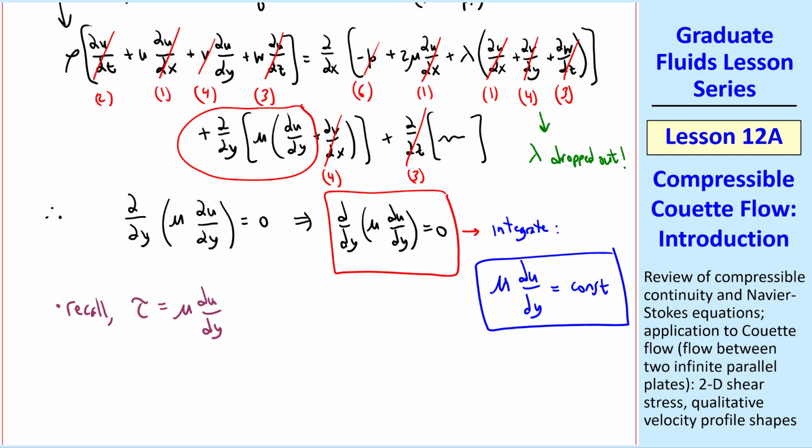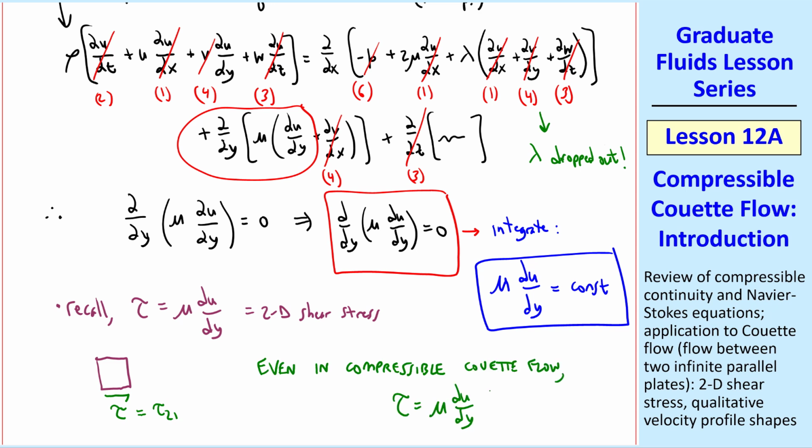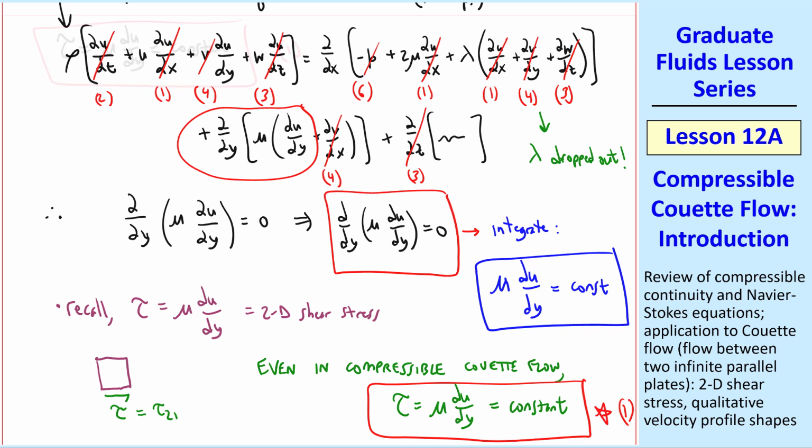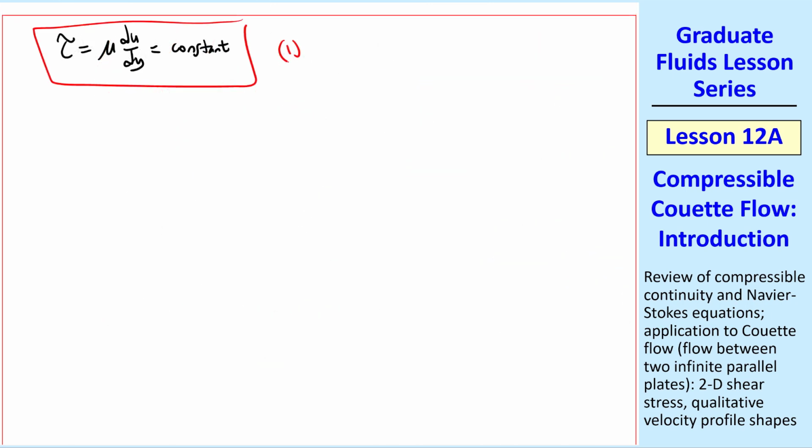This is the final form of our Navier-Stokes equation, which we can easily integrate, giving us mu du dy equal constant. Recall, when we did the incompressible form of this problem, we defined the 2D shear stress as tau, which is the shear stress parallel to the x-axis on the bottom of a fluid element, which we previously defined as tau 2,1. So it turns out that even in compressible Couette flow, if we define tau the same way, mu du dy, it's still a constant. I'll call this equation 1, which I'll rewrite here on the new page.